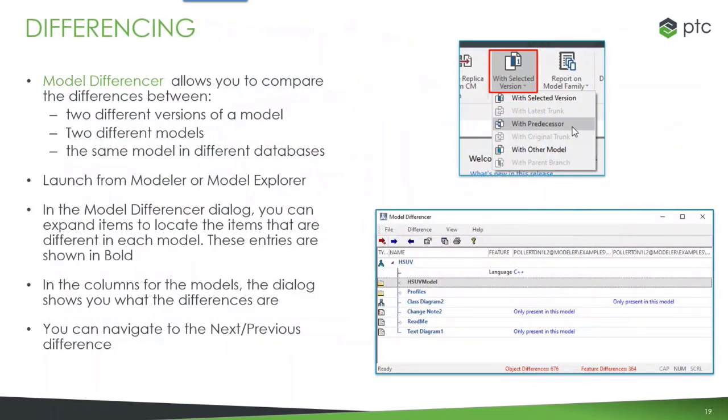To help with this, we have differencing capabilities. It's important to be able to difference your models. So we can run the model differencer with different older versions, with trunks, with branches, or with another model entirely. This provides a comprehensive report that shows all of the changes and differences between two models that you can choose.